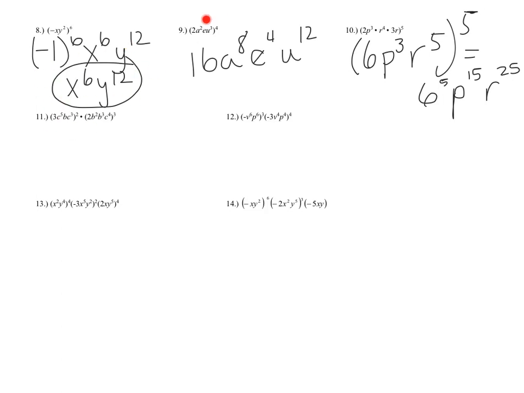This one, bring in the 4 to everybody. Don't forget to bring in the 4 to the 2 and get a 16 here, because 2 to the 4th, you didn't do 2 times 4 here, you're doing 2 to the 4th power. Then you're multiplying your exponents, and that's how I got a to the 8th, e to the 4th, u to the 12th. This one, I will admit, I stopped. I don't want to do 6 to the 5th power, and I really don't actually expect you to do 6 to the 5th power. Eventually, we're going to have calculators, and you'll be able to get that. And I'm not saying you can't do that.